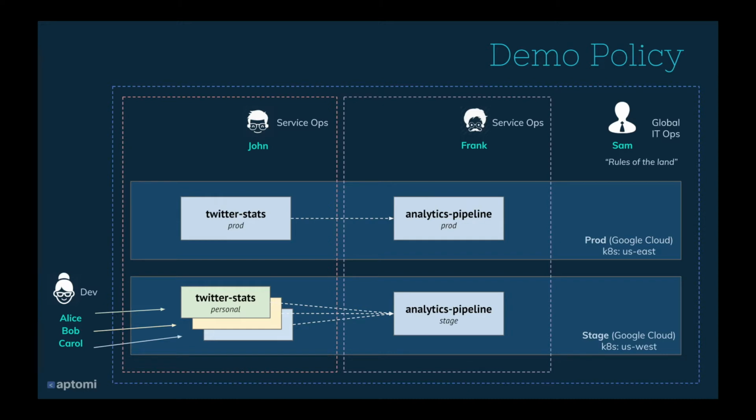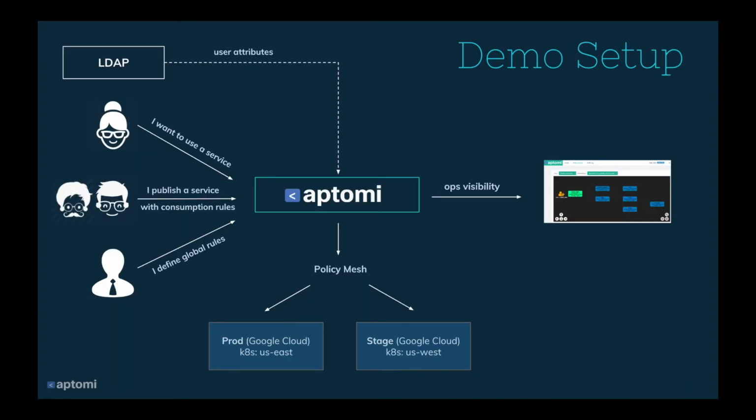In addition to that, there is Sam, who is the global operator, and he defines the global rules of the land. So the demo is set up in a way that people with different roles interact with Aptomi to publish and define services, to consume services, and also to define the global rules. Aptomi takes all this information together with the user attributes from LDAP to identify service consumers. It evaluates the policy, makes decisions, instantiates services, and configures components in the underlying cloud. It also provides visibility for the ops people into what's going on.